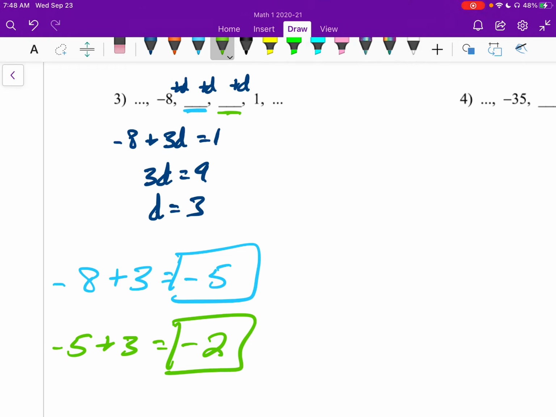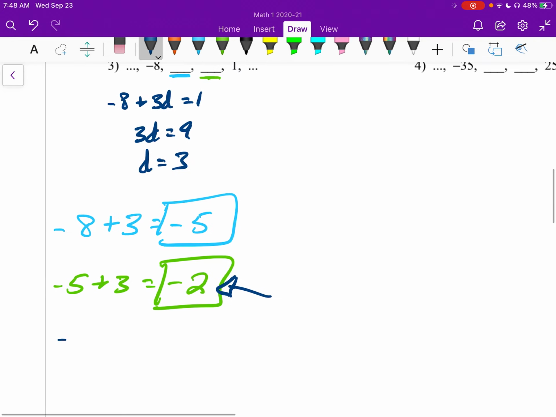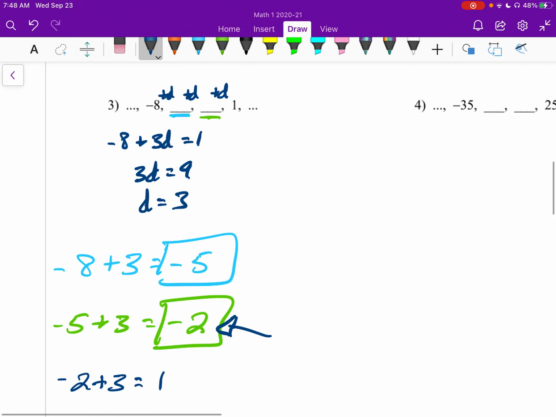And I don't know if I've mentioned this in one of the other videos, but there's an easy way to check yourself here. If you look at the negative 2 right here, if we add another 3 to it, you don't have to do this, negative 2 plus 3 gives us 1, which is what we should have up there. So that's just a good way to check yourself to see if you've made an error.